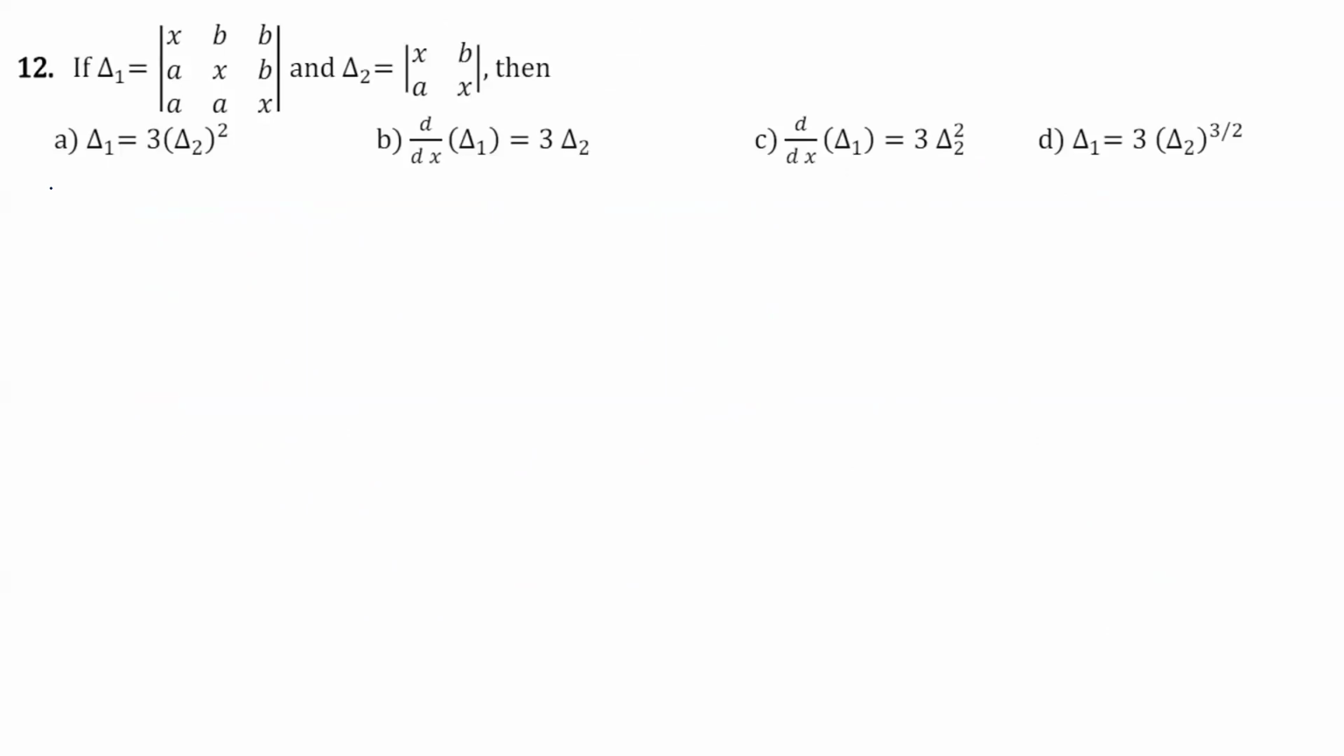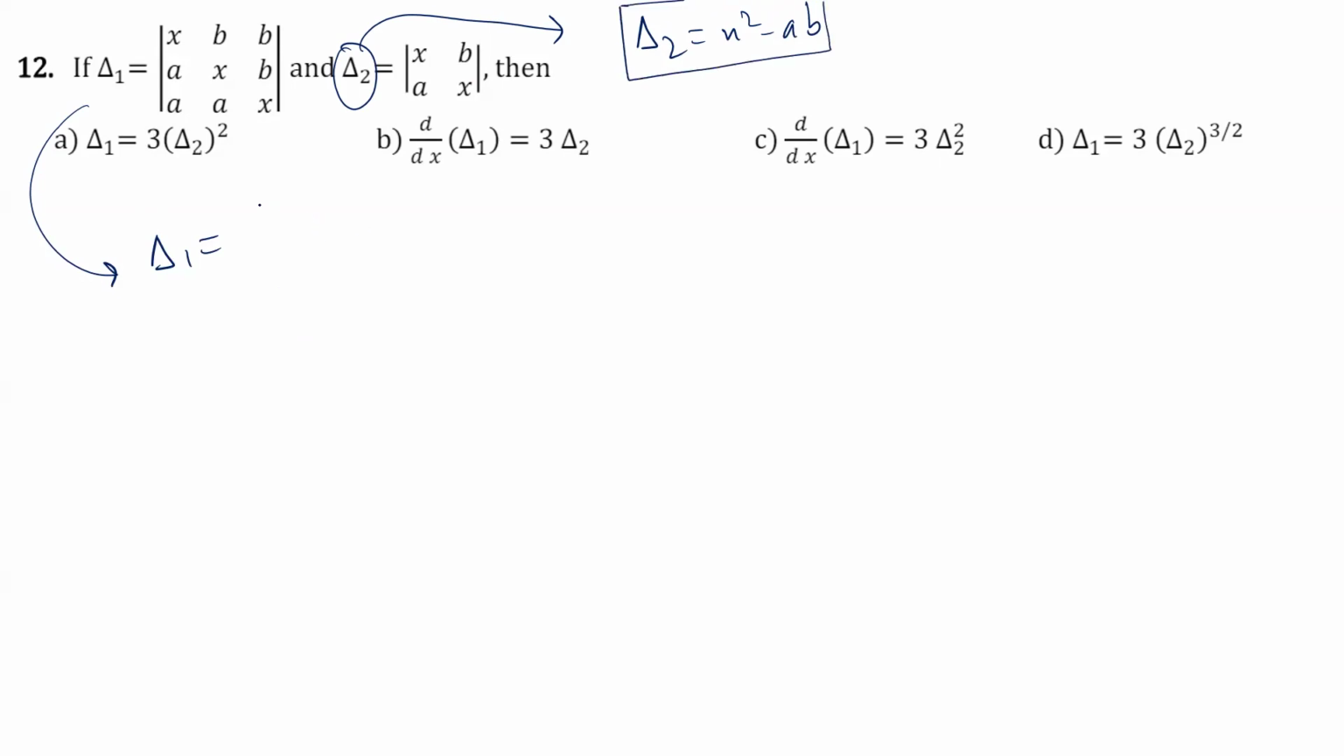Let us move to the next question, and that is this one. This is also a very easy question. You just have to expand. So you directly expand this delta 1. First delta 2 you can find. That will be the easiest. So delta 2 will be x into x square minus AB. Yes, so this is the delta 2.